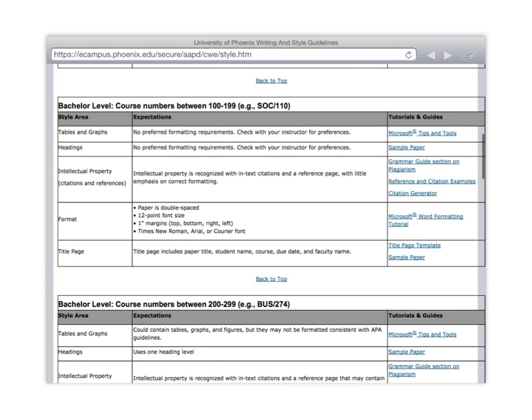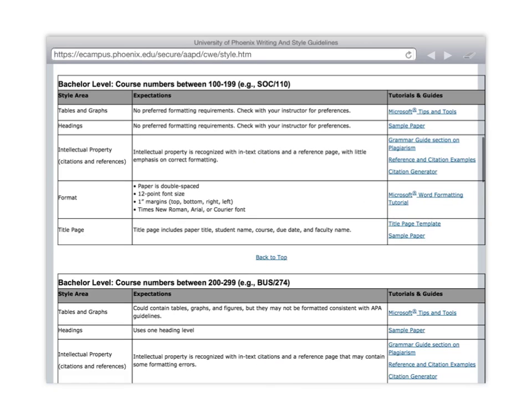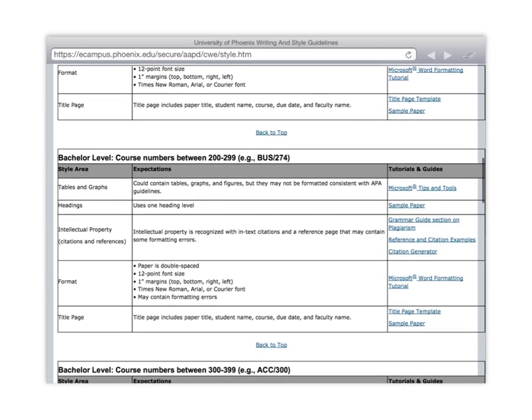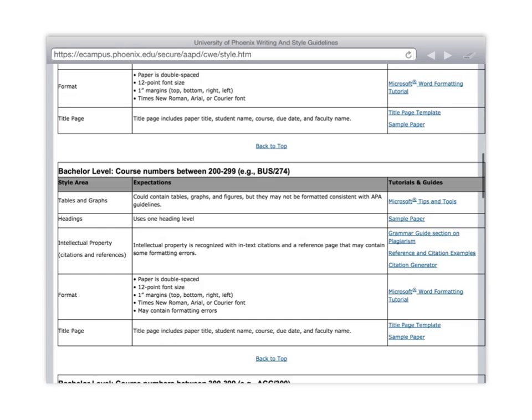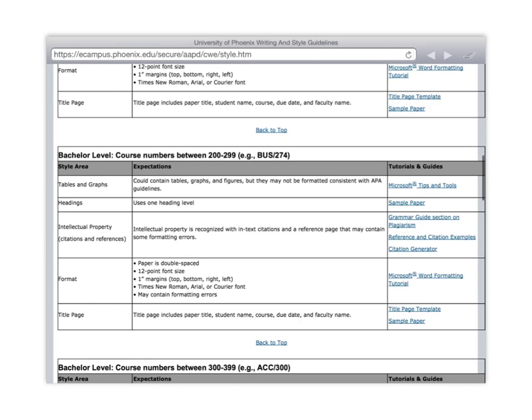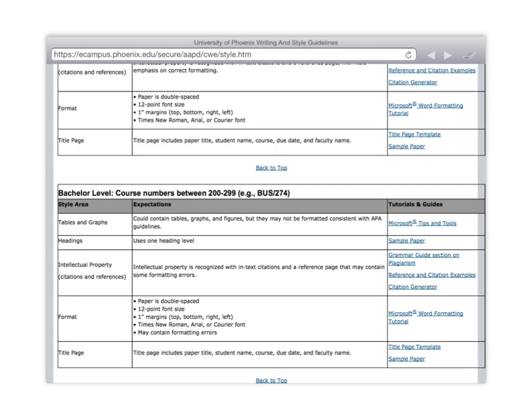In the bachelor's degrees, you can see things start to increase. So in the 100 level courses, very similar to the associate courses. In the 200 level courses, we start to contain graphs and stuff. Sorry, zooming in.